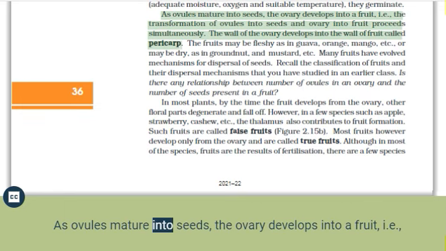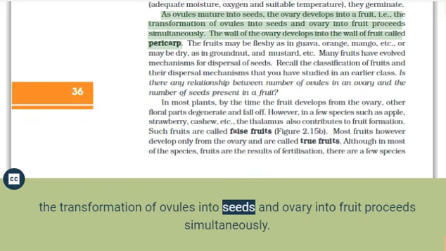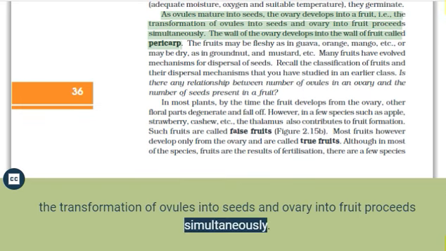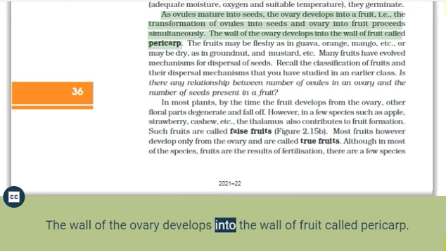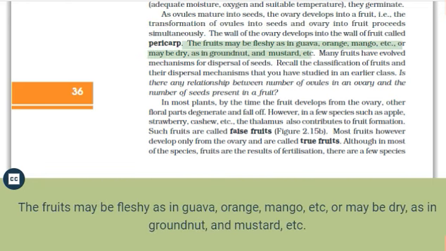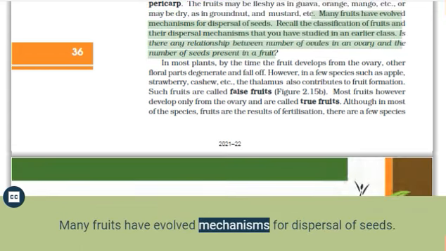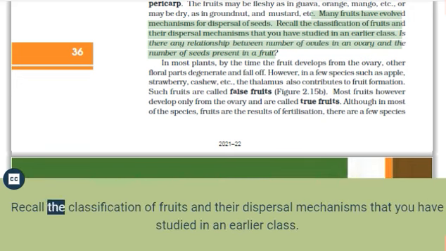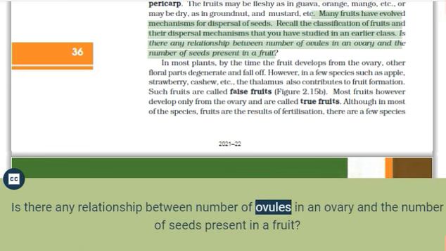As ovules mature into seeds, the ovary develops into a fruit, that is, the transformation of ovules into seeds and ovary into fruit proceeds simultaneously. The wall of the ovary develops into the wall of fruit called pericarp. The fruits may be fleshy as in guava, orange, mango, etc., or may be dry, as in groundnut and mustard, etc. Many fruits have evolved mechanisms for dispersal of seeds. Recall the classification of fruits and their dispersal mechanisms that you have studied in an earlier class. Is there any relationship between number of ovules in an ovary and the number of seeds present in a fruit?